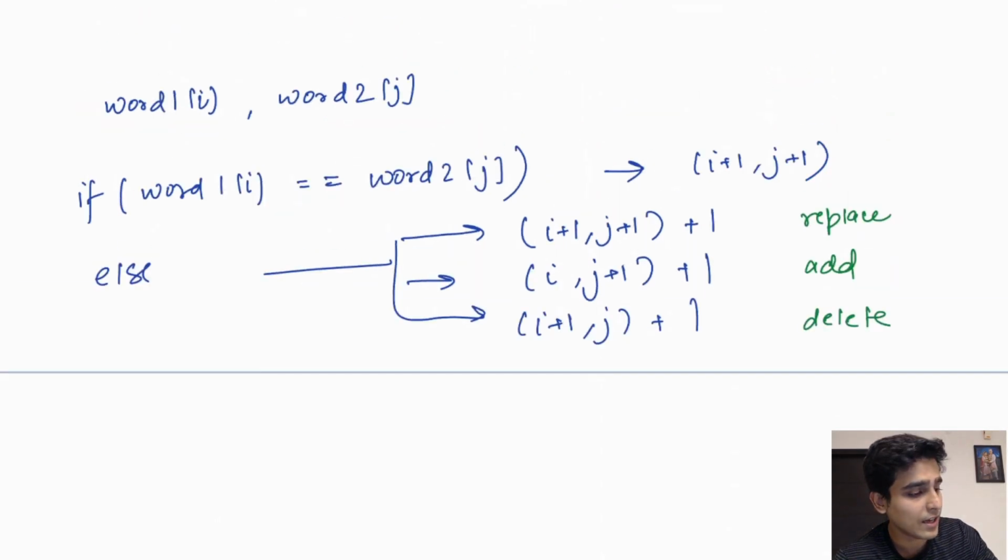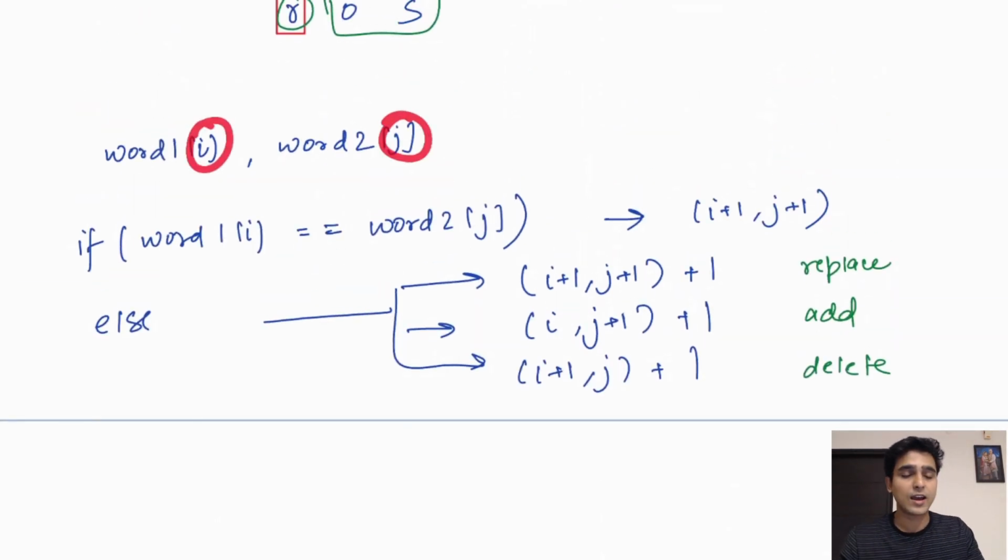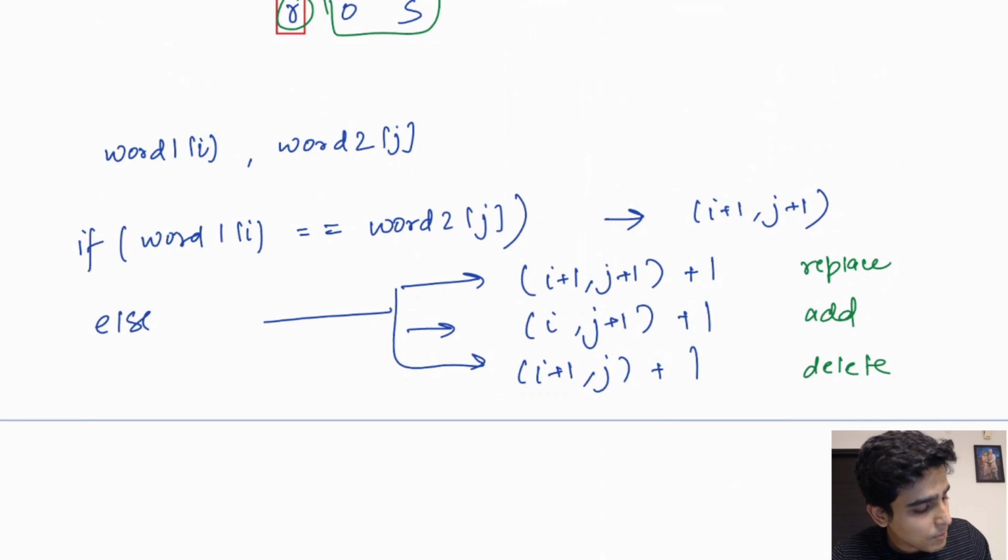So at every index i, j pair of word1 and word2, there are three ways you can do. And you just want the minimum of this. You want the minimum of this. Out of all of these three values, they will return you the minimum operations needed. And after that, you will take the minimum of this and that will be your answer. So this is sort of a recursion. So let's write this code and see how we will do it.